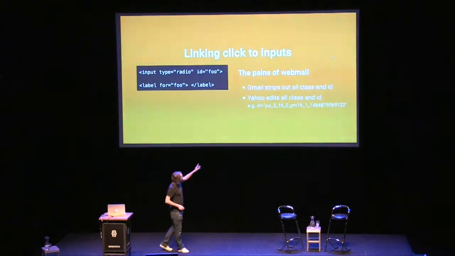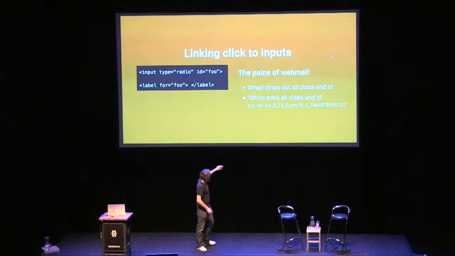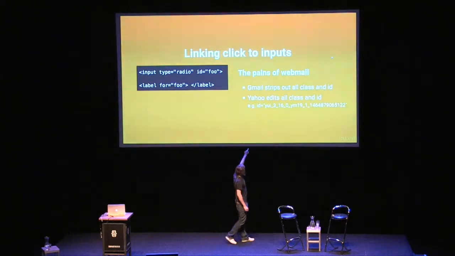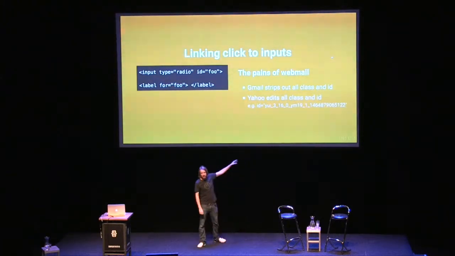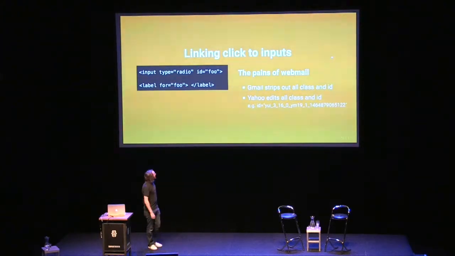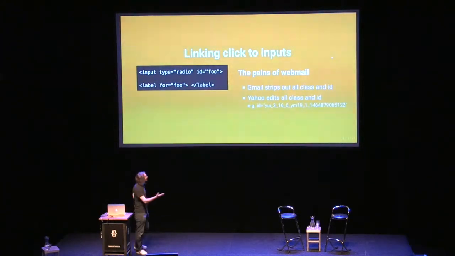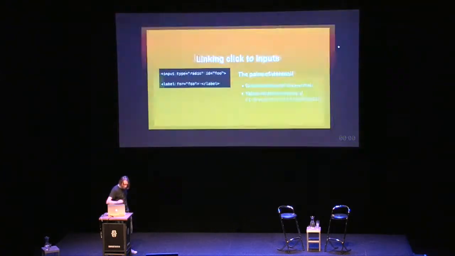Similarly, Yahoo edits every class and ID, and it will change the ID there from ID equals foo to ID equals YUI underscore 3 underscore 16 underscore 0. It's a lot, and I cut that down. I took the last 4 or 5 characters off that so I could fit it on the screen. So now you've got the same issue. You've got an ID and a for value which don't match. So we can't do it. It's not going to work. So there's no point in doing this.